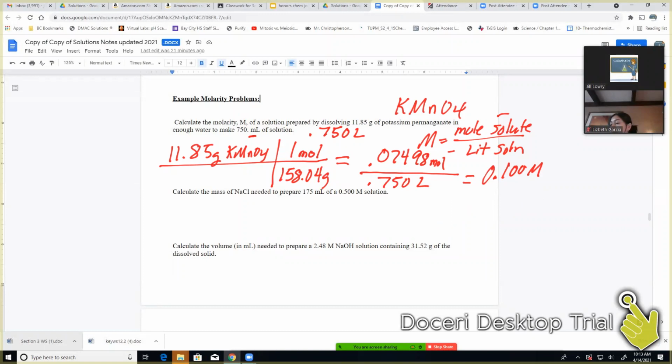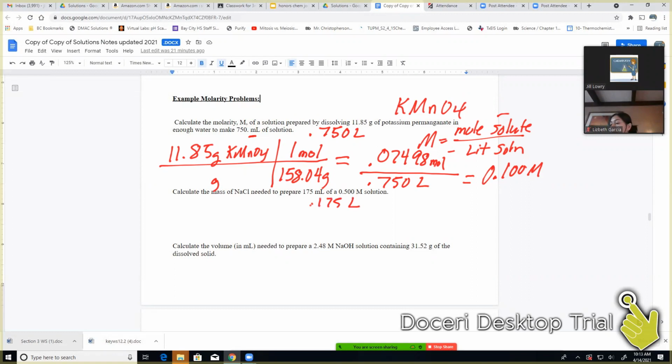Let's look at a couple of other ones where you're going to have to do a little bit more algebra. This one says calculate the mass of sodium chloride. So I'm trying to find grams of sodium chloride needed to prepare 175 mLs of a 0.5 molar solution. So I'm going to change my 175 mLs to 0.175 liters.